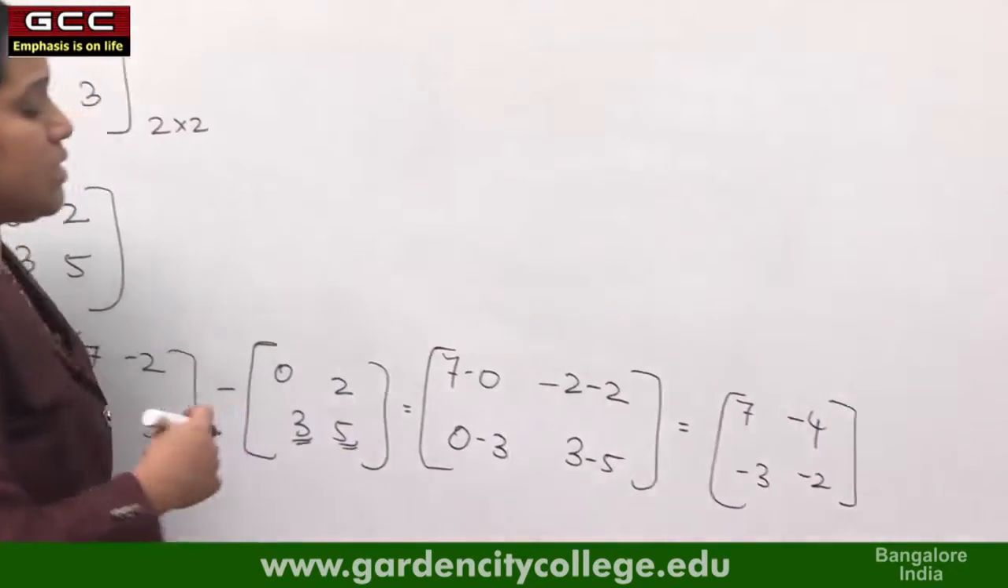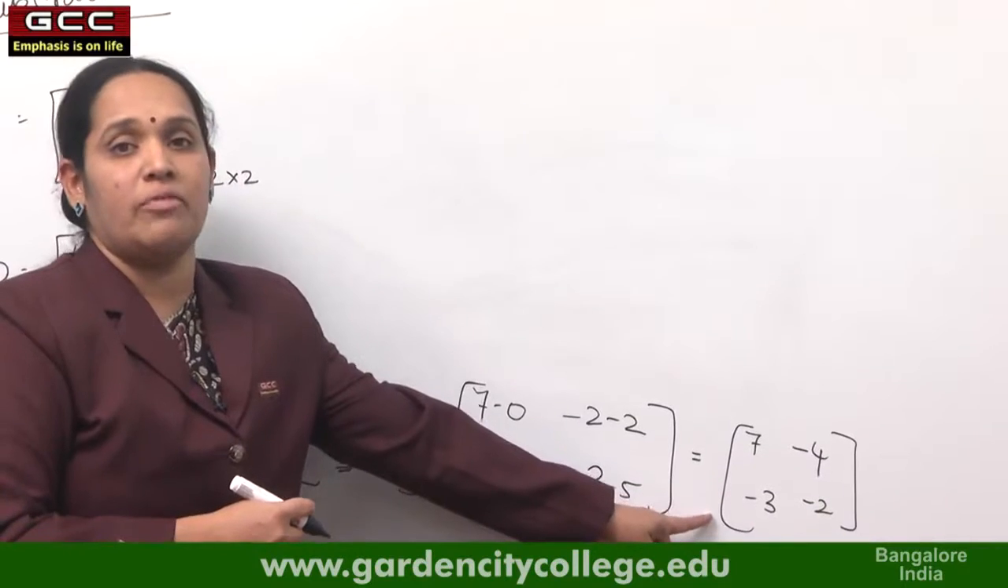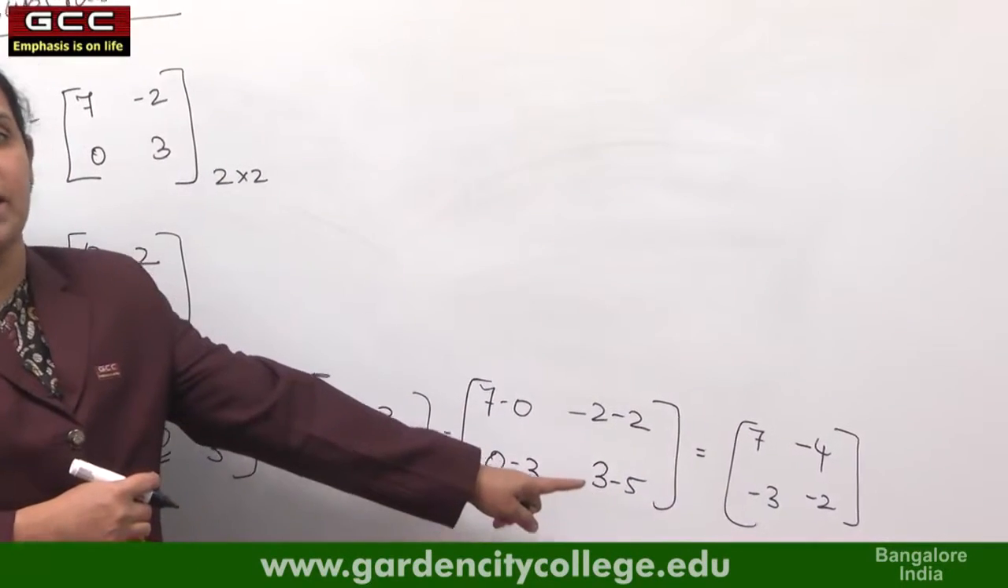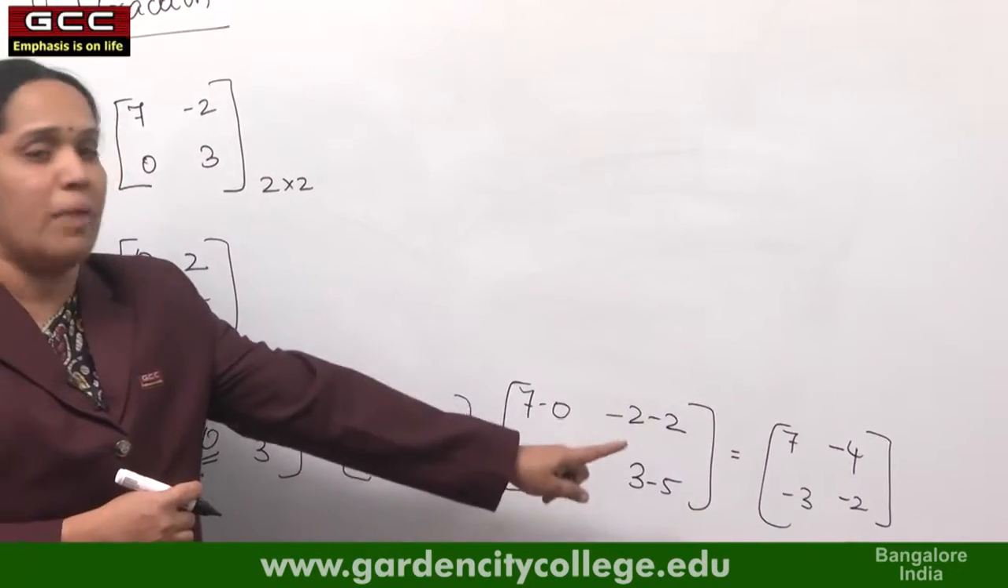So you can see that the order is the same. Whatever order we have considered for A and B, A minus B is also of the same order, 2 by 2.